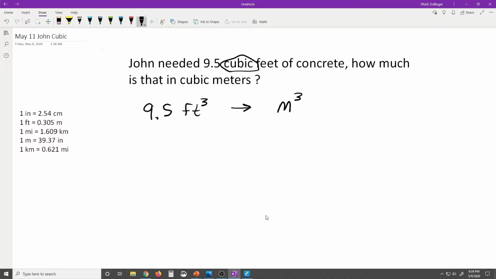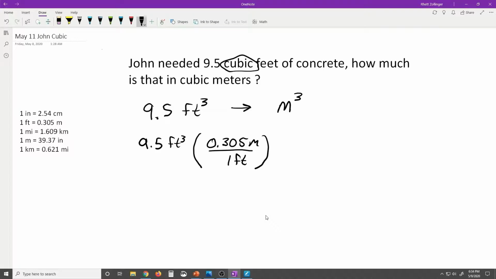If you look on the left, there is no conversion written for cubic feet. But I can still use the information that's given. So if I have 9.5 feet cubed, I can multiply it by, let's see, I want meters in the top. I want to get rid of feet, so I need meters in the top. 0.305 meters divided by 1 foot.